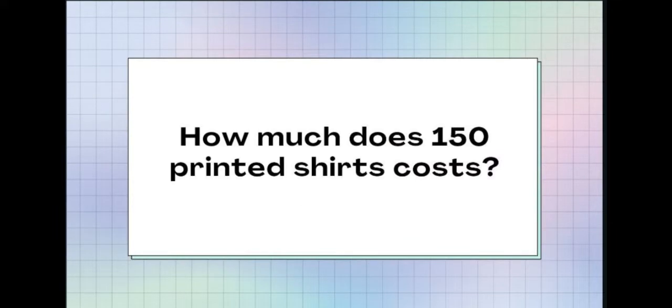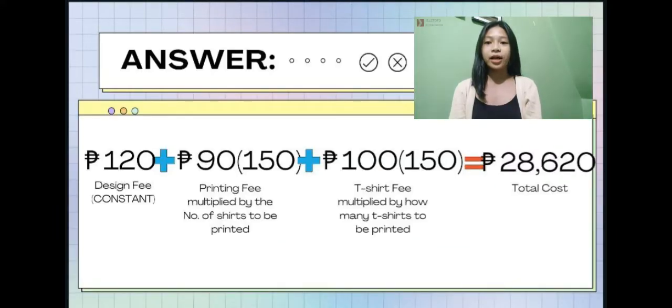How much does 150 printed shirts cost? What we did here is simply change the variables to the given prices. 120 is the design fee, which is constant. 90 is the printing fee. 150 is the number of shirts to be printed. 100 is the t-shirt fee. And 150 is the number of shirts that will be printed.